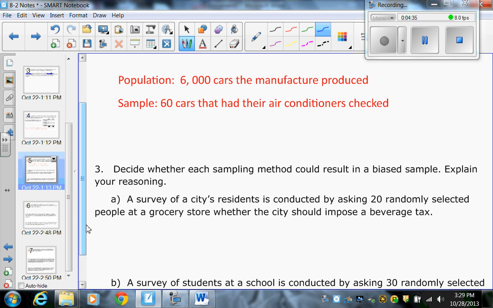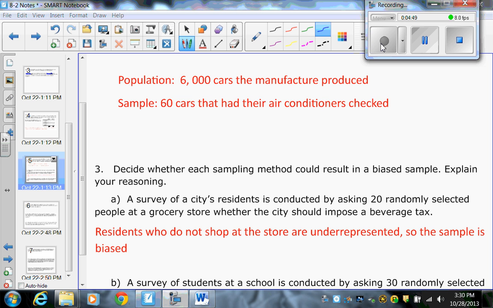Example 3 says decide whether each sampling method could result in a biased sample and explain your reasoning. A says a survey of city residents is conducted by asking 20 randomly selected people at a grocery store whether the city should impose a beverage tax. We would say that this example is biased because the residents who do not shop at the store are underrepresented, so you do not have a good true representation of the entire population.